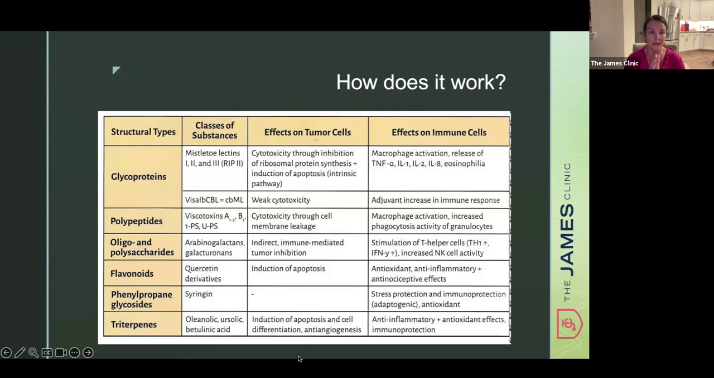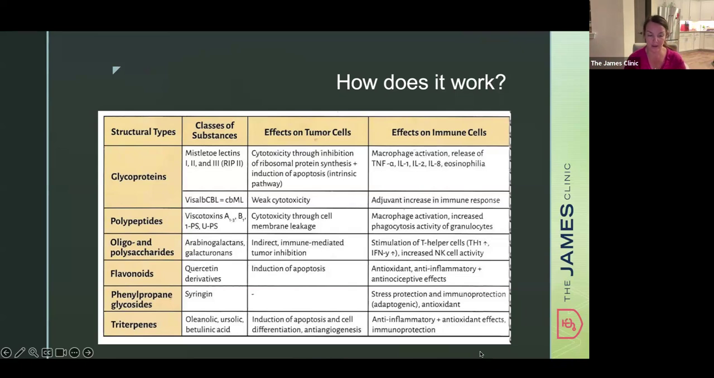So, glycoproteins as part of the plant, polypeptides, oligo and polysaccharides. There are about 30 different mechanisms by which this affects cancer. Some of those are that it actually pokes holes in the cell wall of the cancer so that it just breaks up and is destroyed. Some of those are regulating your immune system to come and attack the cancer cells. And it's a good combination of both of those.